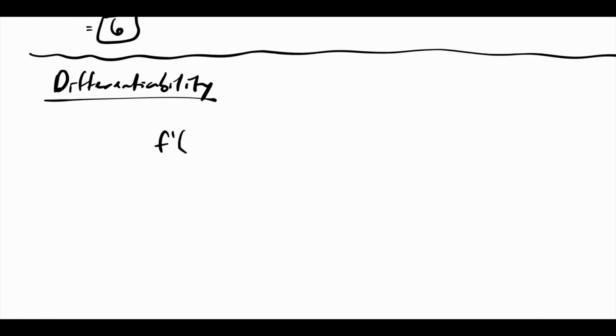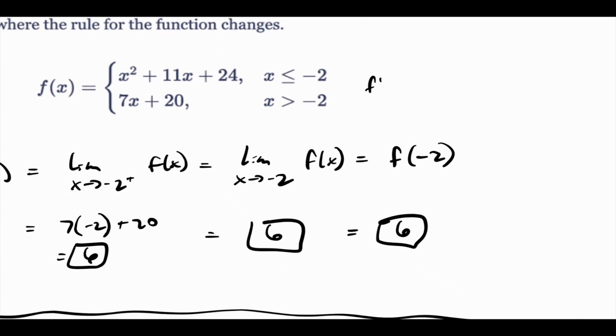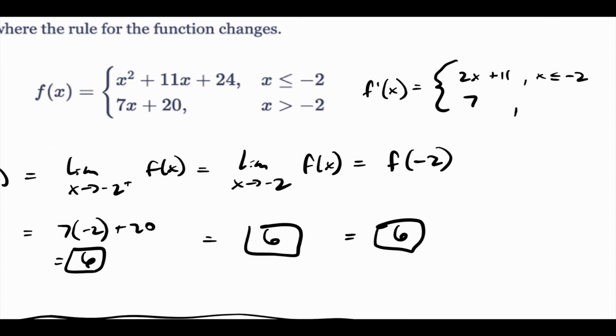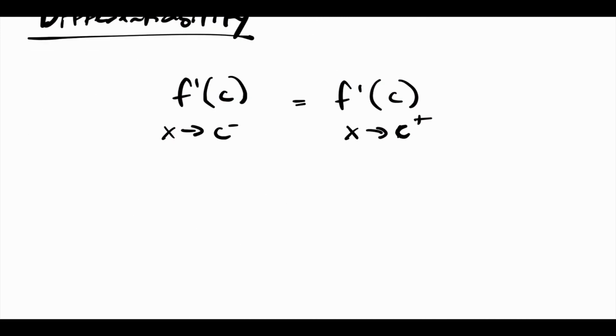So I have to check f prime of x as x approaches c. So the first thing I need is a derivative. So let's see, 2x plus 11, 7. So the only place I'm going to check is at -2 again.